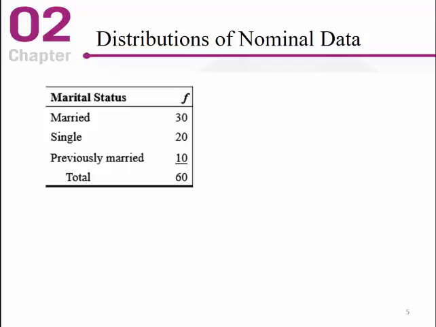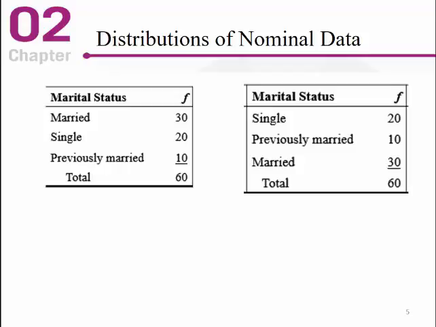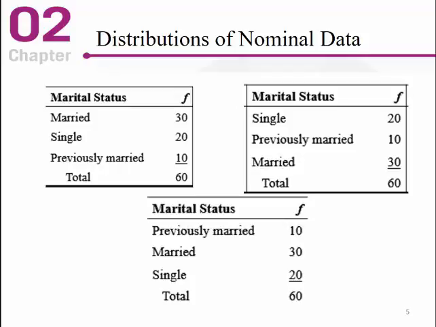And the important thing is that nominal distributions can be listed in any order because those are just arbitrary names. So for example, we could have also displayed this table in this form: marital status, single first, previously married, and married first. And since there are 3 categories, we could have also displayed it like this. So it doesn't matter which of the categories we would list first, because for nominal variables, only the frequency is appropriate.